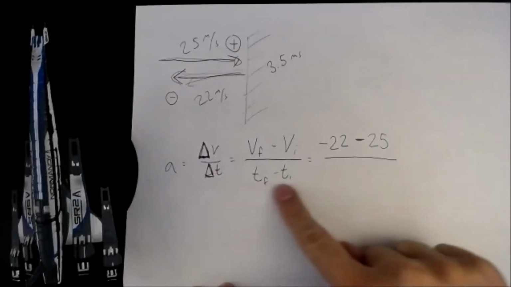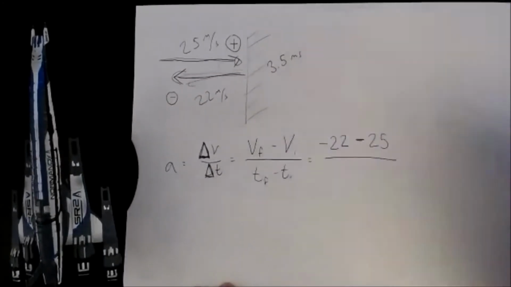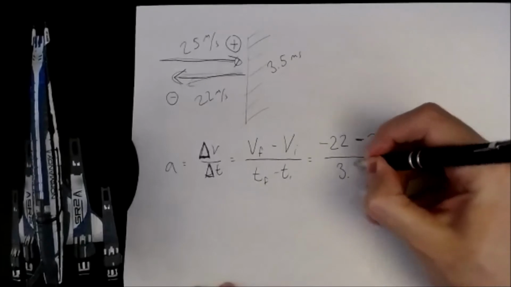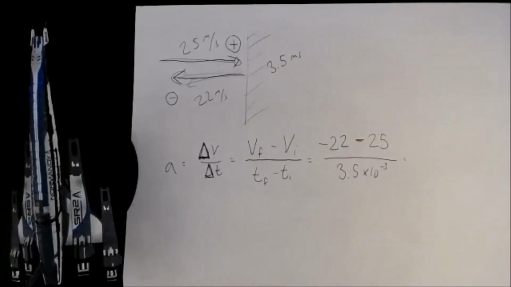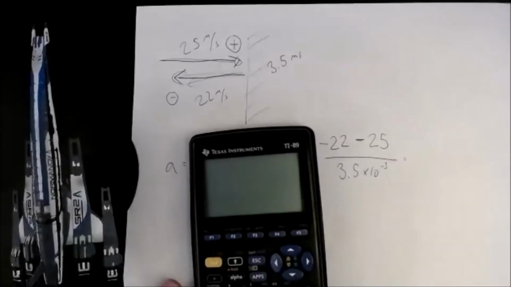So it doesn't matter when this began, it just matters how long it is, which is 3.5 times 10 to the negative 3 seconds. I can get my calculator.